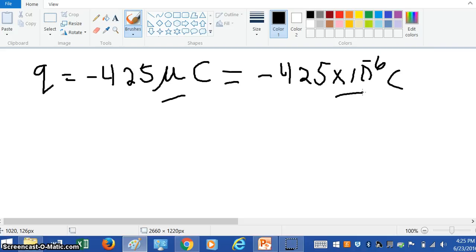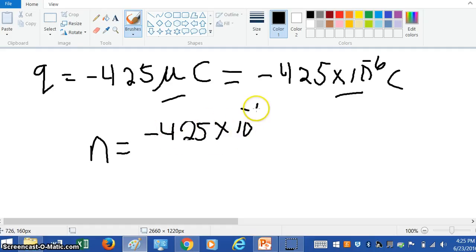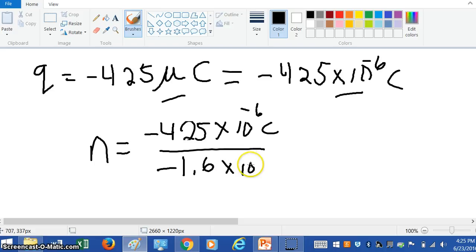Okay, so what is the answer? n is equal to negative 425 times 10 to the minus 6th coulombs divided by, now we're going to use the negative, which is of course the charge of electrons, since we're going to find the number of electrons that form this charge, 1.6 times 10 to the minus 19th coulombs. And the answer is, let's calculate.